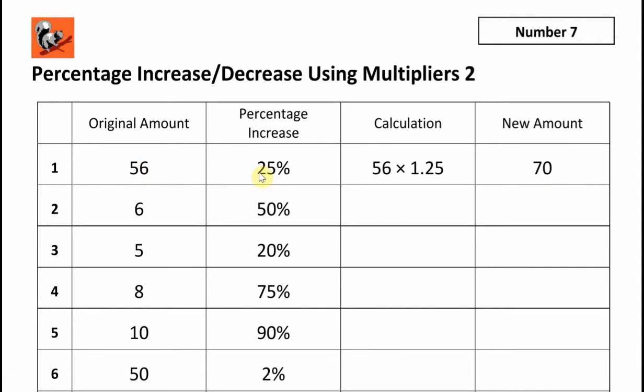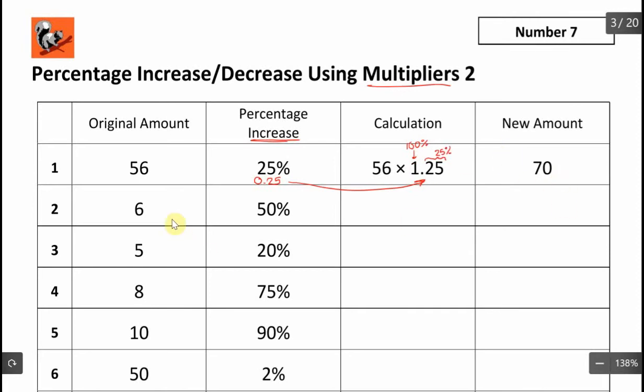So remembering from the previous page, what we would do is turn this into a decimal first, and that would be 0.25. And because it's an increase, we would add that to 1 to get 1.25. And that's our percentage multiplier, because we're going to multiply by it. And when we multiply by 1.25, multiplying by 1 would just give us 56. That would find 100%. So this bit represents the 100% of the original amount. And then this bit is the extra 25%. Okay, so that gives us 70.